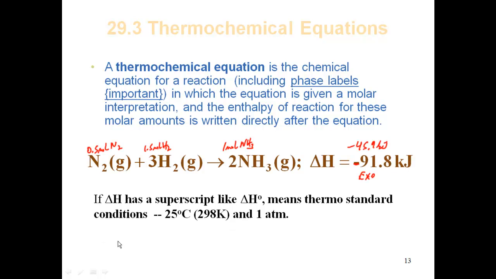Now, if delta H has a superscript on it, like this, that means we're talking about thermodynamic standard conditions. It means that we are at 25 degrees C or 298 Kelvin and 1 atmosphere. So anytime you see that little superscript, that tells us the temperature and pressure, your standard conditions.